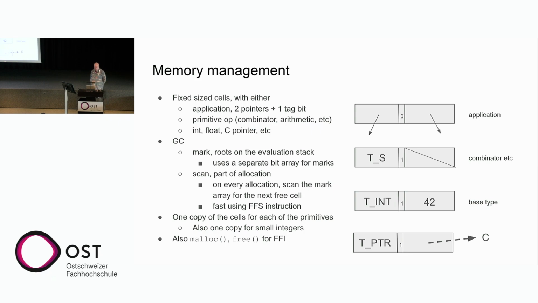Okay, memory management. As I said, everything is done with cells. There's no fancy copying garbage collector or anything like that. It's a simple mark scan, except there is no scan. I'll tell you in a moment how it works. So every cell has room for 2 pointers, and I steal a bit to know if it's an actual cell with 2 pointers or if it's something else. So if it's an application node, it points to function and argument. And then if it's some kind of combinator, like the S combinator, then the first field contains a numerical thing that says it's the S combinator. If it's an integer, then the second field contains the actual integer. If it's a pointer to C-land, then there's a pointer to C-land.